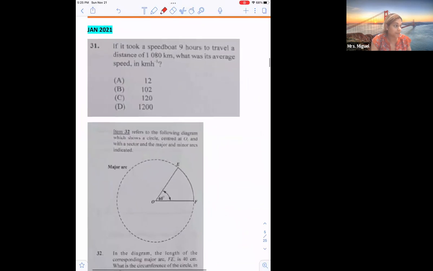Let's go. If it took a speedboat 9 hours to travel, what is the average speed? Speed is distance over time. The distance is 1080. The time is 9 hours. 9 could go into 108 12 times. So the speed is 120.